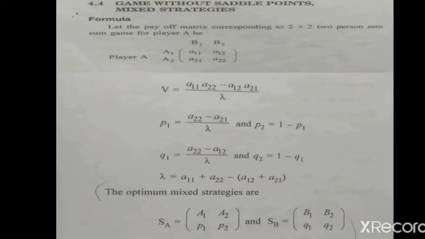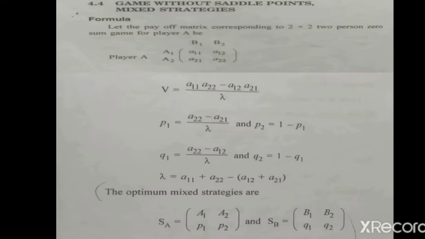This formula is applicable only if the given matrix is a 2 by 2 matrix. So in this class we are going to see only the 2 by 2 matrix. In the next class we are going to see, suppose the matrix is 3 by 3, 3 by 4, or 4 by 5, then you have to use the dominance property to reduce your matrix to 2 by 2. After that only we can come to this formula. So in this class we are going to see only 2 by 2 matrices, so no bother about this.